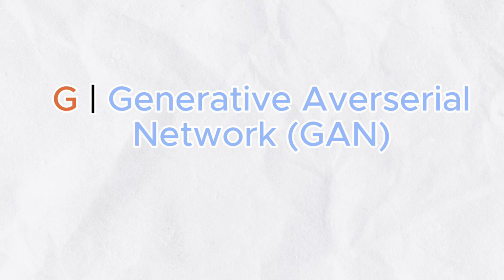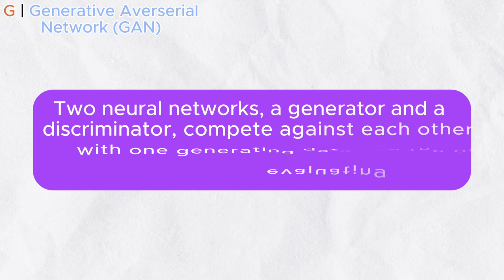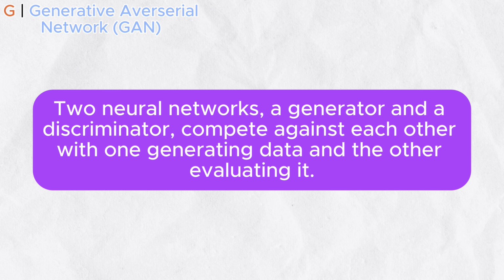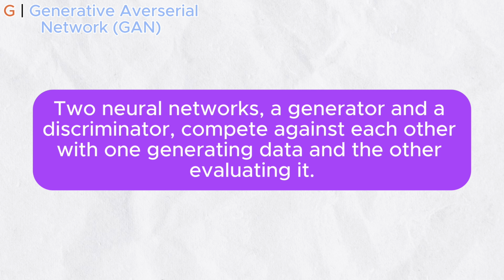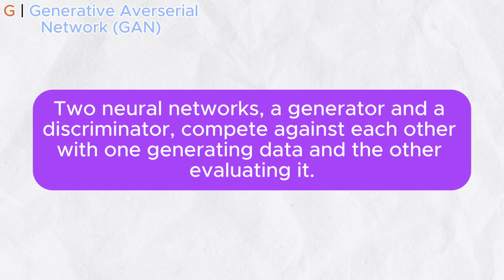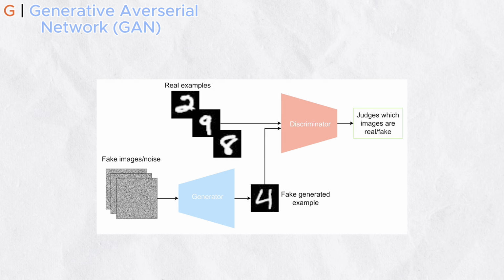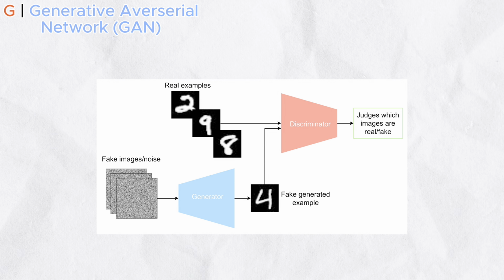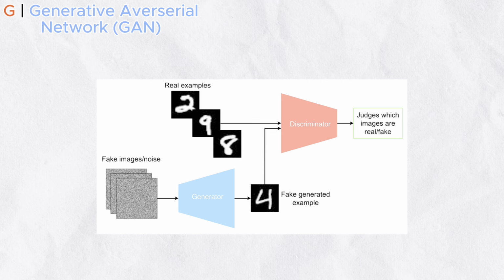G for Generative Adversarial Network, or GAN for short. GAN is a machine learning framework where two neural networks, a generator and a discriminator, compete against each other, with one generating data and the other evaluating it. GANs are very strong AI models that are used to generate realistic looking images.